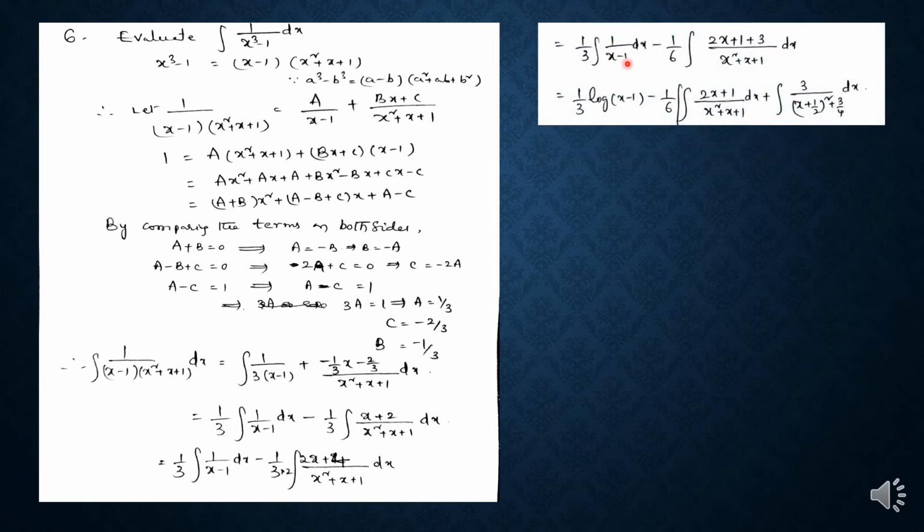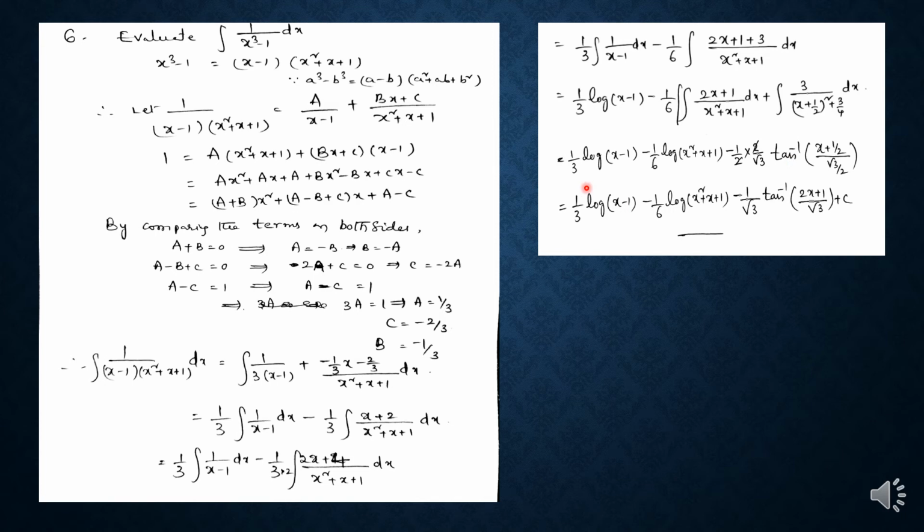So this can be written as 1/3 ∫ 1/(x − 1) dx − 1/6 ∫ (2x + 4)/(x² + x + 1) dx, where 2x + 4 can be written as (2x + 1) + 3, so that we can write this as a sum of two fractions, that is (2x + 1)/(x² + x + 1) plus 3/(x² + x + 1), two terms. So that is 1/3 log|x − 1| − 1/6 ∫ (2x + 1)/(x² + x + 1) dx plus 3 ∫ 1/((x + 1/2)² + (√3/2)²) dx, since x² + x + 1 can be written as (x + 1/2)² + 3/4, which is (√3/2)².